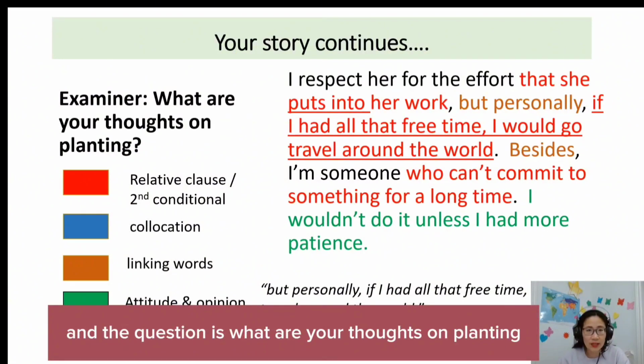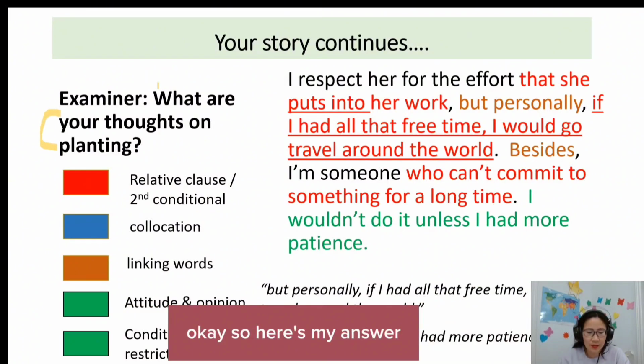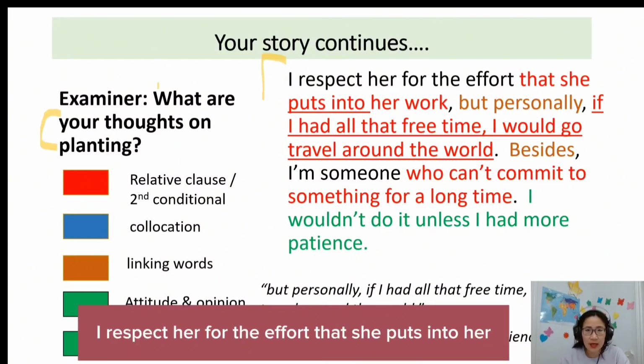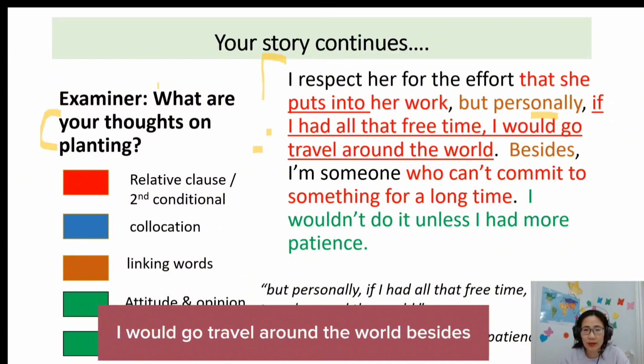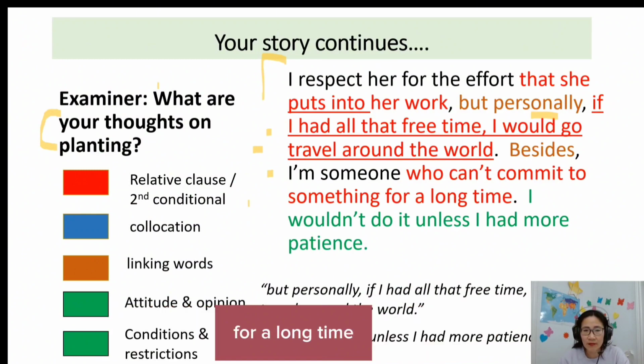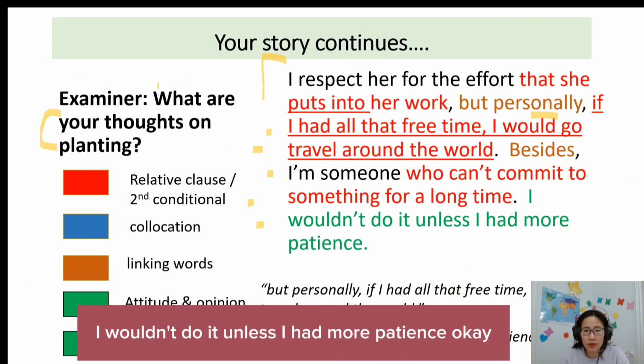And the question is, what are your thoughts on planting? Okay, so here's my answer. I respect her for the effort that she puts into her work, but personally, if I had all that free time, I would go travel around the world. Besides, I'm someone who can't commit to something for a long time. I wouldn't do it unless I had more patience.